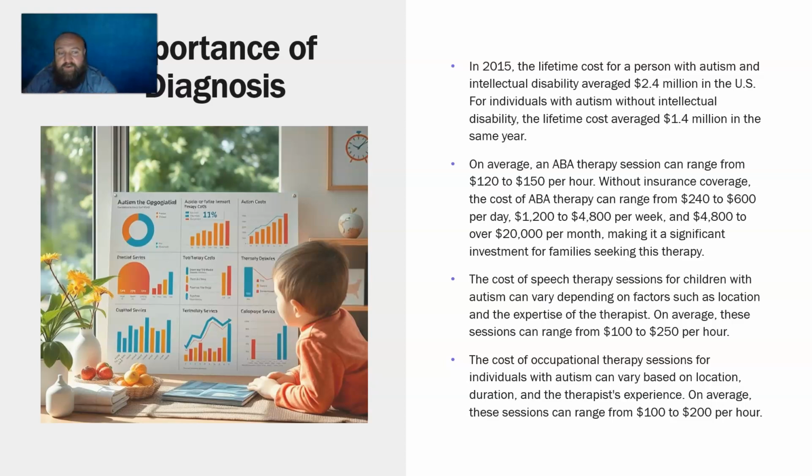Speech therapy, likewise. ABA and speech therapy generally are like the two main gold standards for interventions for children with ASD. We'll talk about them later in the semester. But the average for speech therapy can range from $100 to $250 per hour too. That's a lot of money.